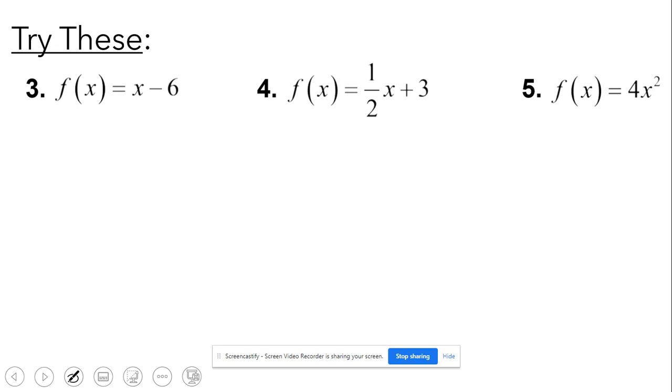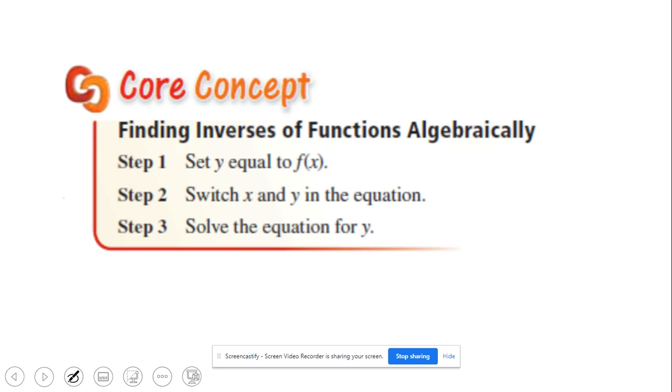I don't think we need to go through these examples here. Just one note, if you want to, remember you're always solving for x. Now, finding the inverse of a function algebraically, we have to set y equal to f of x. So if they give it to us in f of x, we're going to make it y equals. We're going to switch x and y in the equation, and then we're going to solve the equation for y.